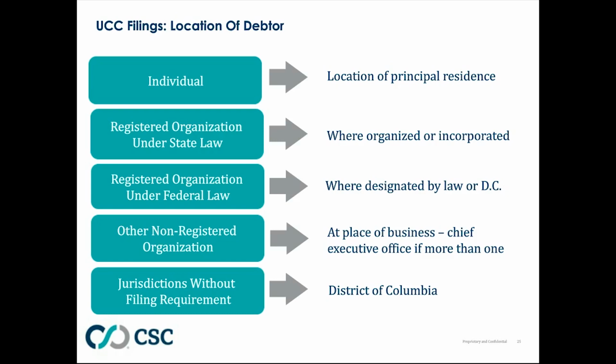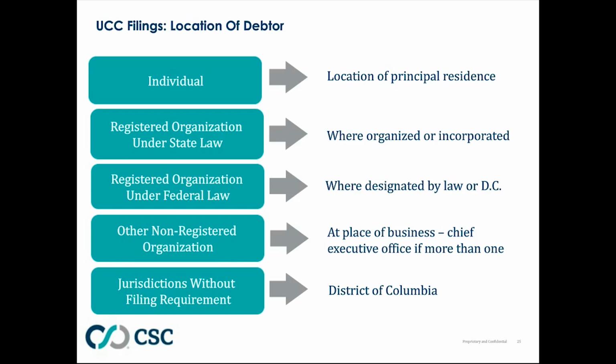For an individual, you'd want to file in the location of the principal residence of the individual. With a registered organization under state law, you'd want to file where that organization is organized or incorporated. Registered organization under federal law, you'd want to file where designated by law or by District of Columbia. Other non-registered organizations, at the place of business, or the chief executive office if there's more than one place of business. And lastly, jurisdictions without a filing requirement would be in Washington, D.C.